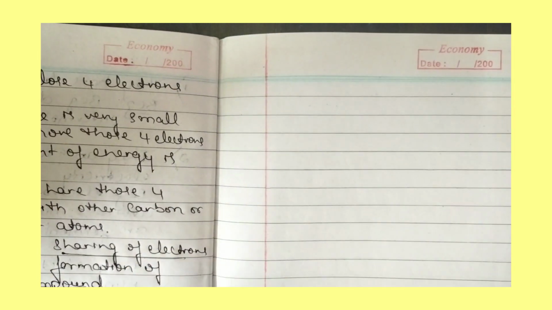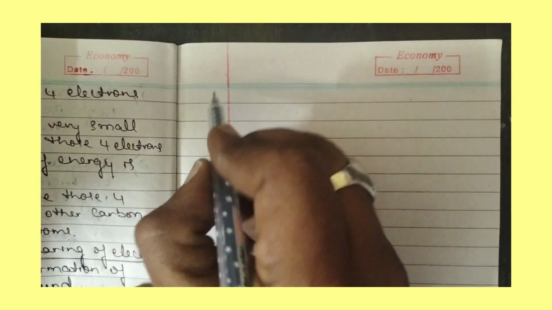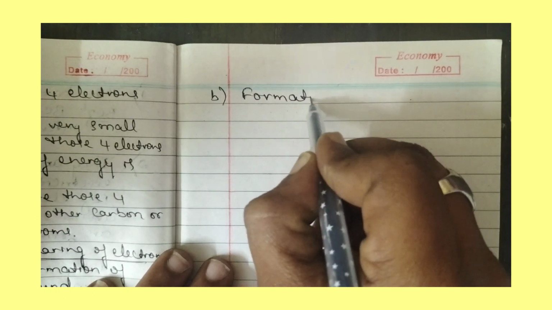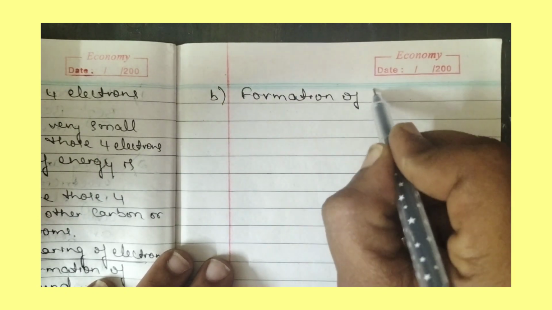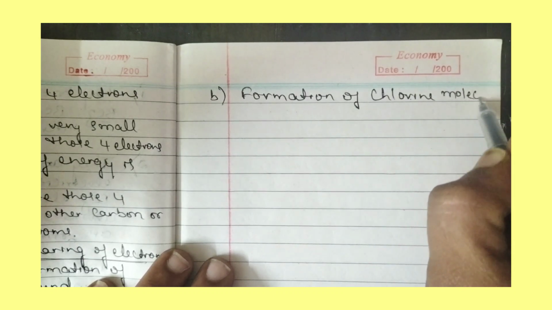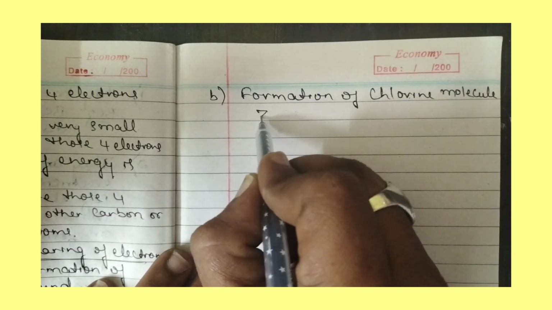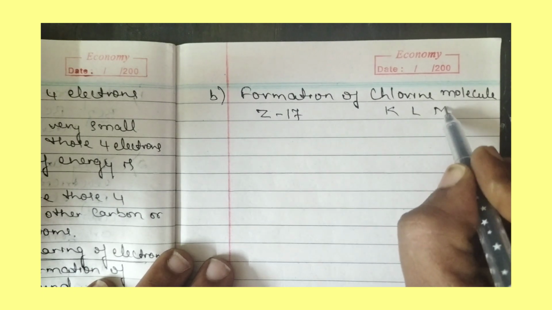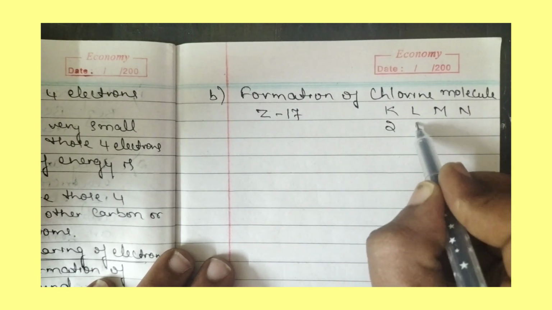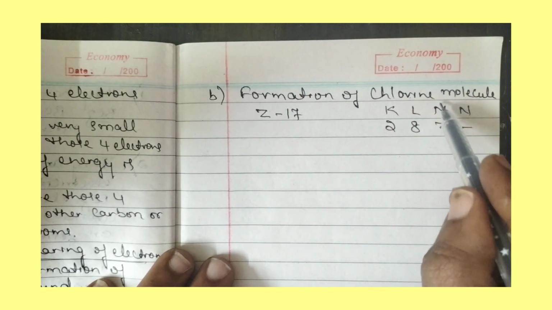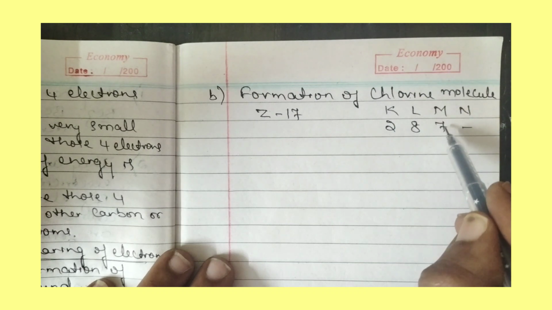Next, let us move for the formation of second one, that is formation of chlorine molecule. So how the chlorine molecule is formed, let us see it. We know that atomic number of chlorine is 17. The electronic configuration of chlorine is 2, 8, 7. So for it to complete the octet, one more electron is required.